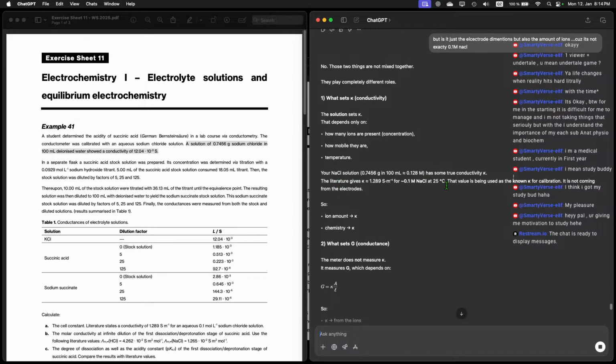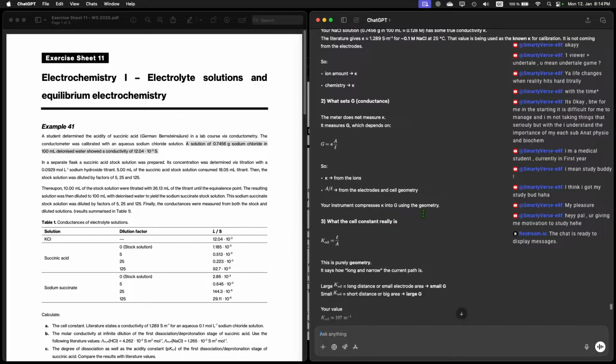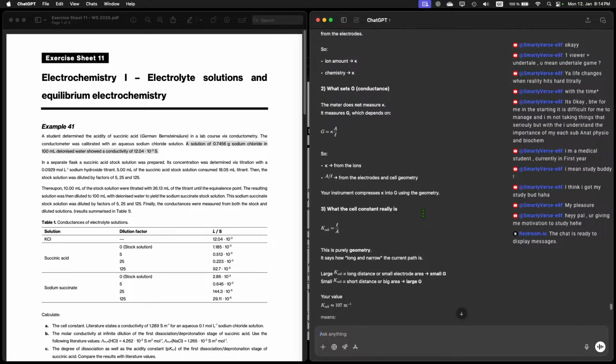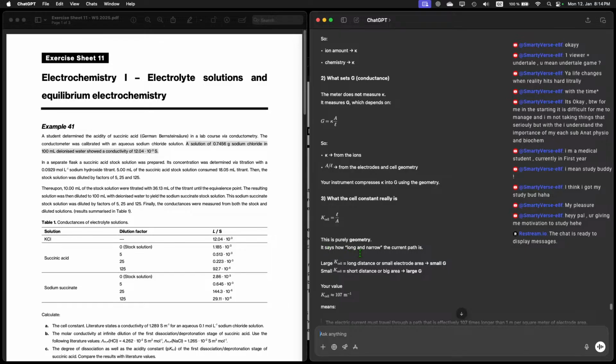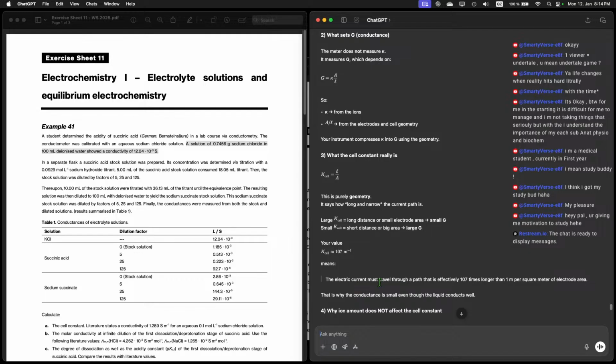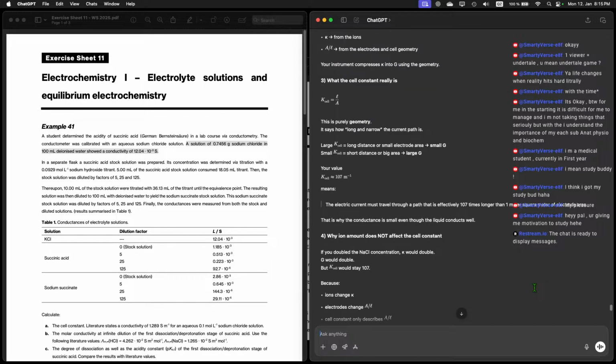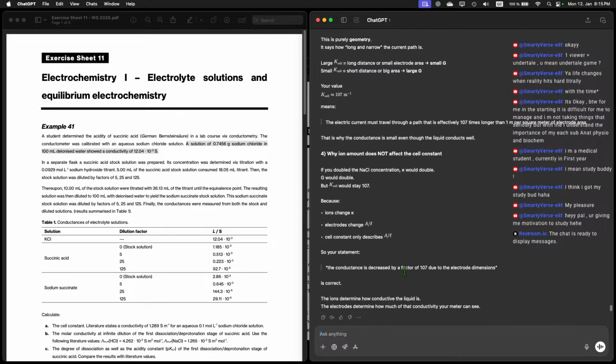Your NaCl solution has some true conductivity. The literature value being used as known for calibration is not coming from the electrode. The instrument compresses K into G using geometry. This is purely geometry. It says how long and narrow the current path is. The current must travel through a path that is effectively 100 times longer than 1 meter, due to the electrode's dimensions. Okay.